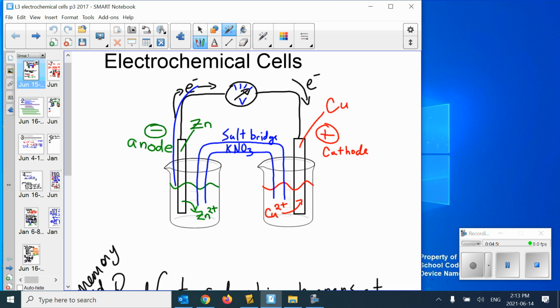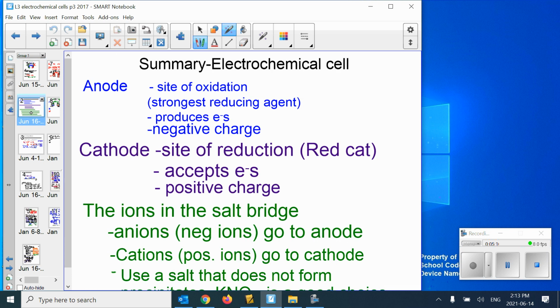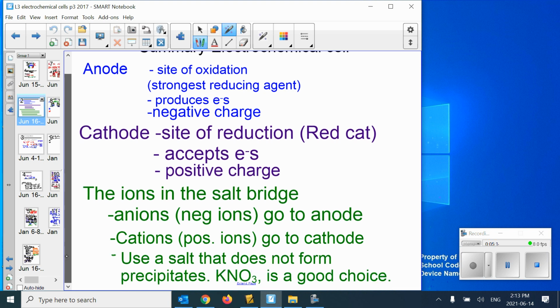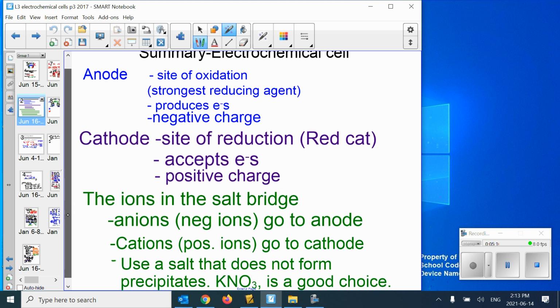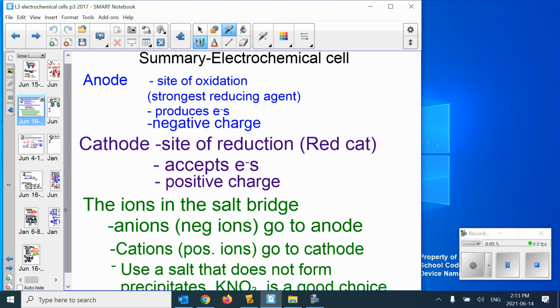The lost electrons go to the copper, right? This is all referring to providing electricity. Now some summary here. I'll just get you to center that. I'll pause the video. You can copy these things down too. Okay.